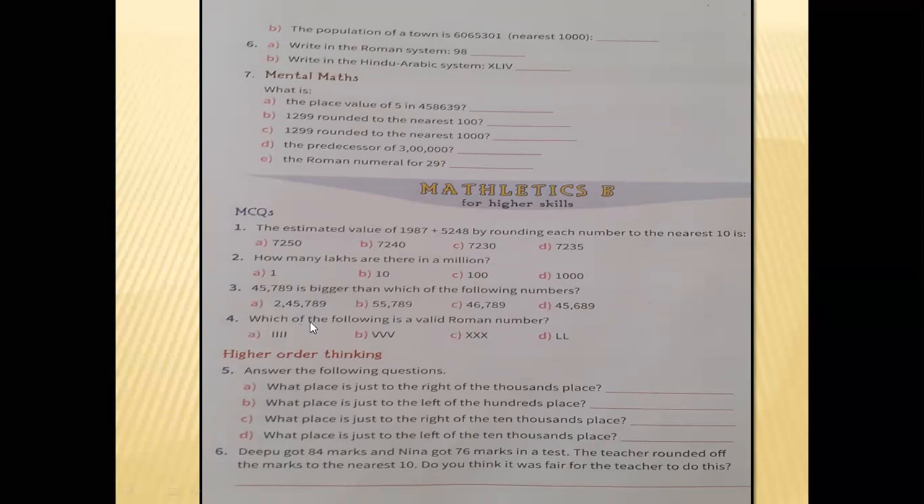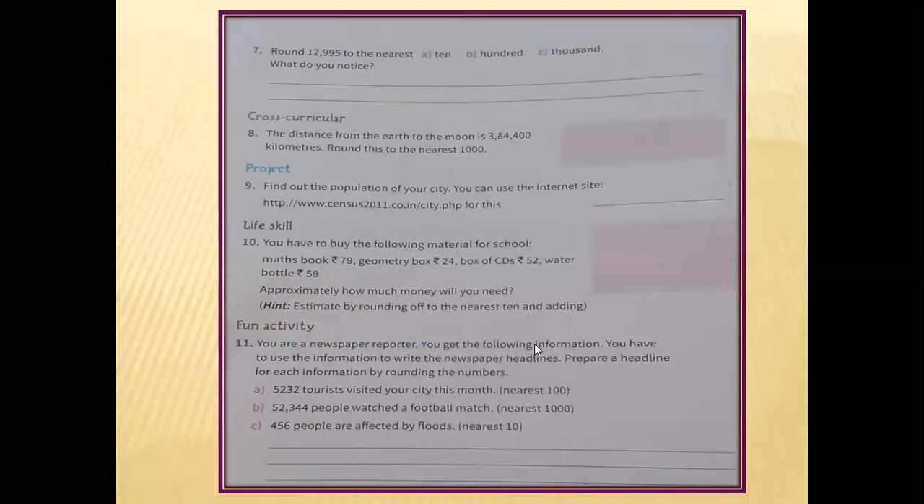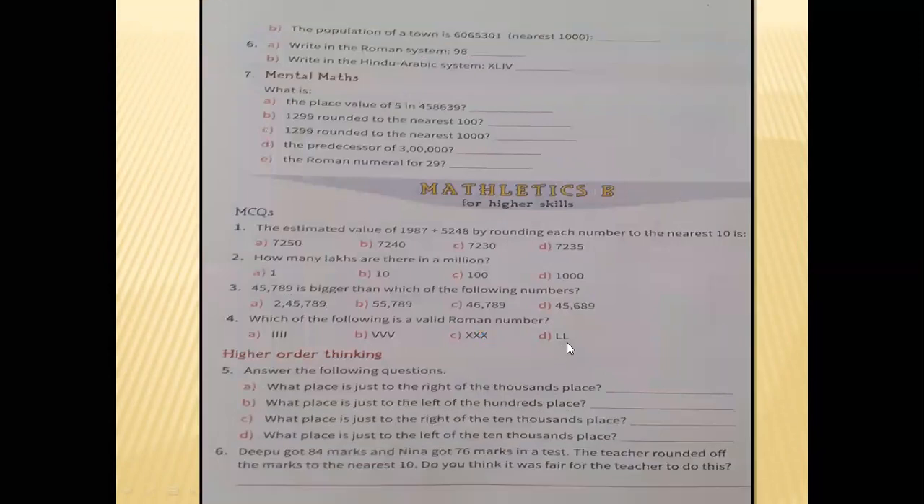Next, fourth one. Which of the following is a valid Roman number? A, 4 times I is there. B, 3 times V is there. C, 3 times X is there. D, 2 times L is there. Here, which is the valid Roman number? You have to think and take.